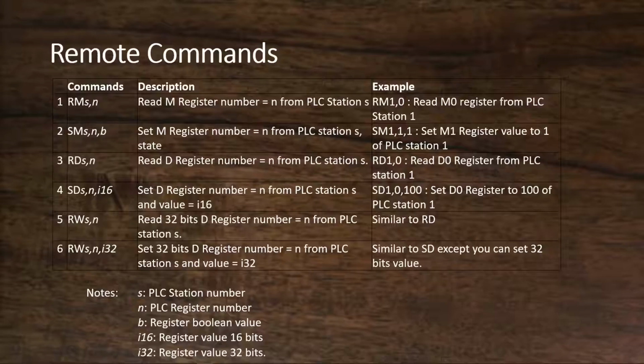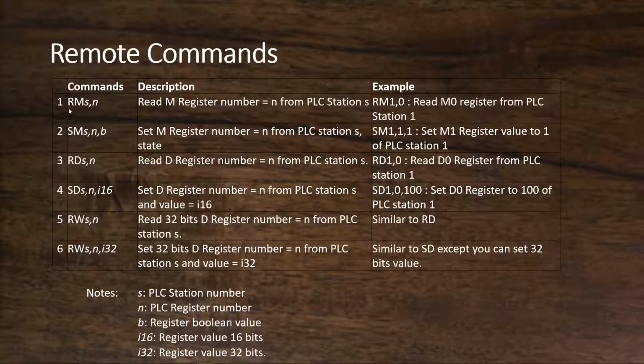As I was talking about remote access of the FX3U PLC using UDP protocol, here is a list of commands that I added in the code. So basically, you will send the command string to the ESP32 via UDP protocol port number 3333 in this example. There are 6 commands as I show here.